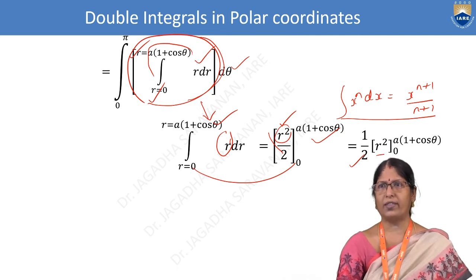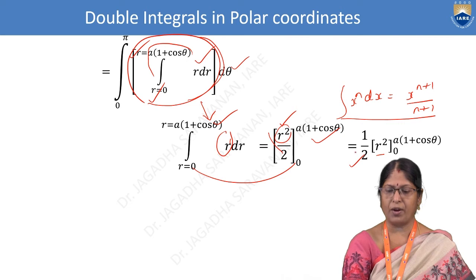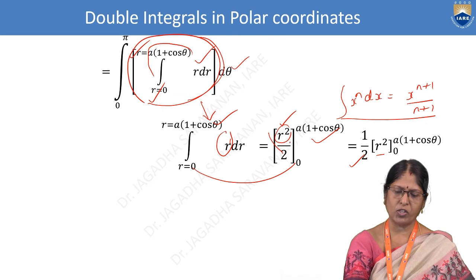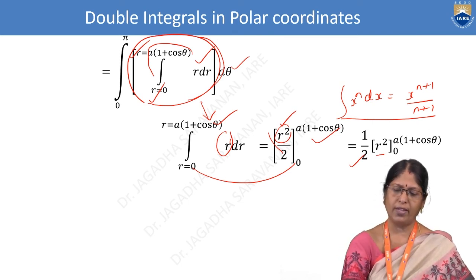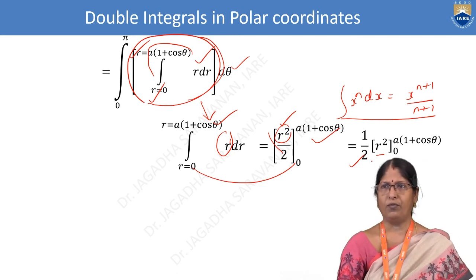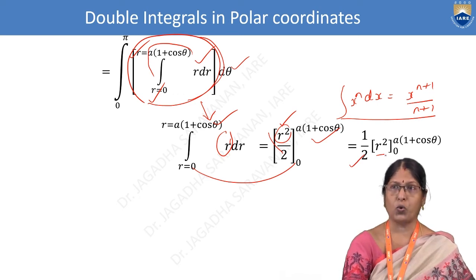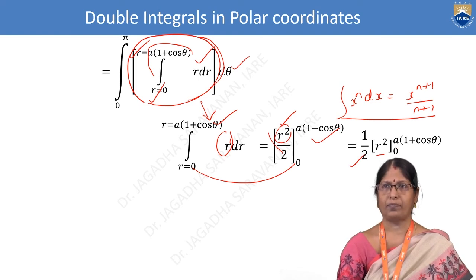To avoid room for careless mistakes, that is the reason here also the constant we have taken out. Strictly we are keeping only r square. Keeping the same r square by 2, we can also do the upper limit and lower limit substitutions. Nothing wrong in it. If you want to avoid careless mistakes, students can follow these steps. Both are correct. So 1 by 2 of r square from 0 to a of 1 plus cos theta.